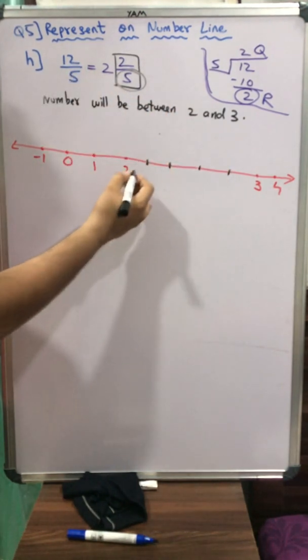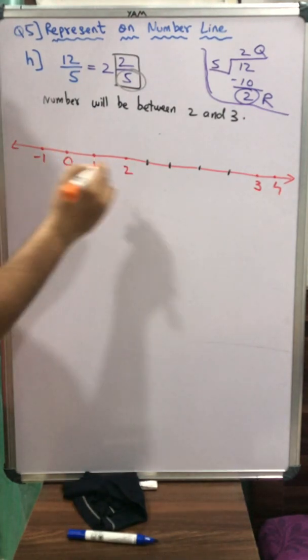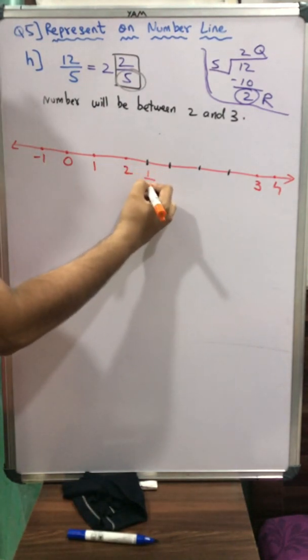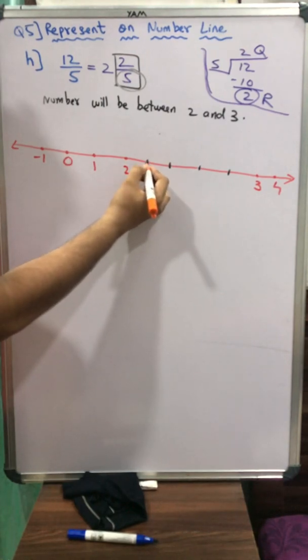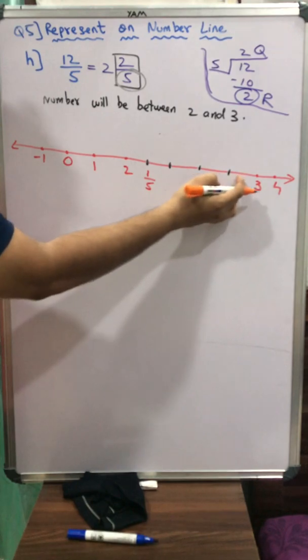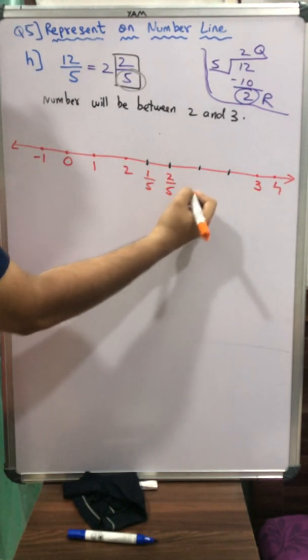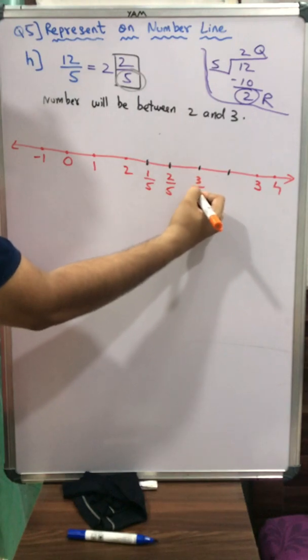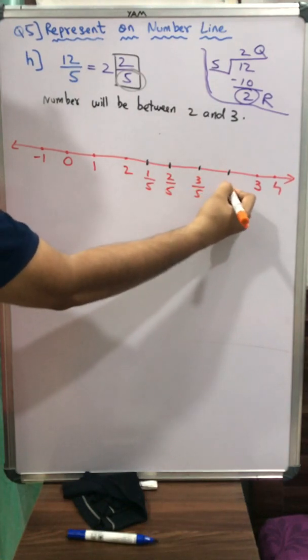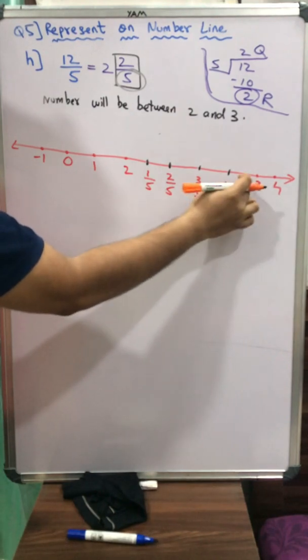Now see what to do. This will be acted as, I'll write here, this is 1 upon 5. This is my first part. This is my first part out of these 5 parts. This is my second part out of the 5 parts. This is my third part out of the 5 parts. This is my fourth part out of the 5 parts, and this is my fifth part.